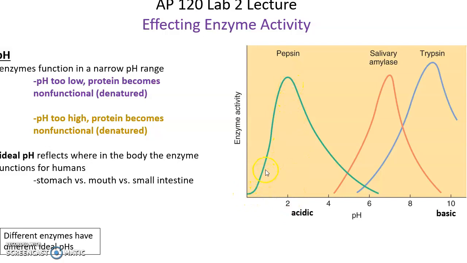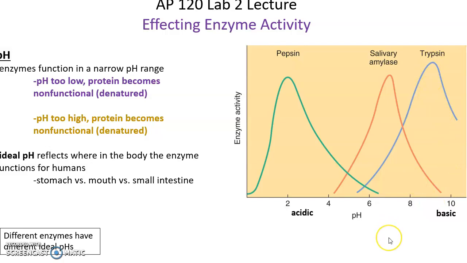So as you increase the pH, the activity of the enzyme will increase until you reach the ideal pH. If you continue increasing the pH, the activity of the enzyme will decrease, and if you go to extremes, the enzyme will stop functioning. Salivary amylase is found in the mouth. Its ideal pH is around 7. And again, as you increase the pH, the enzyme becomes more active until you reach the ideal pH. Continue to increase the pH and the enzyme will become less active. Go to extremes and you denature the enzyme.